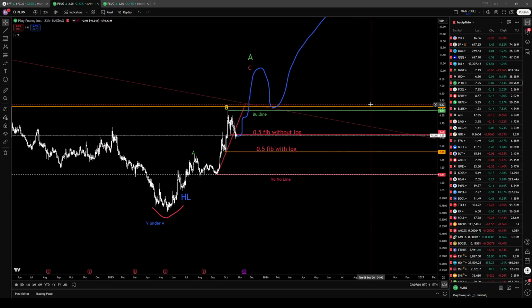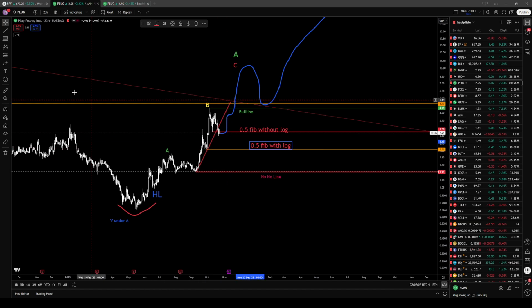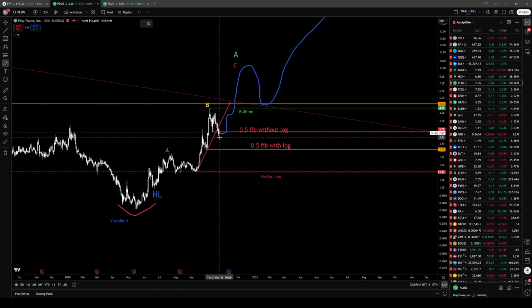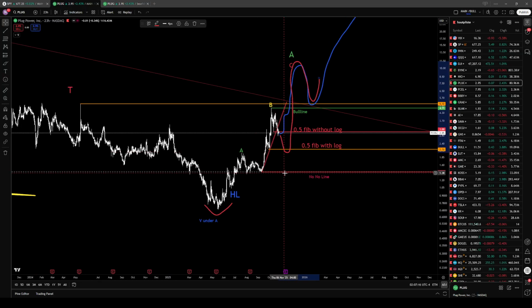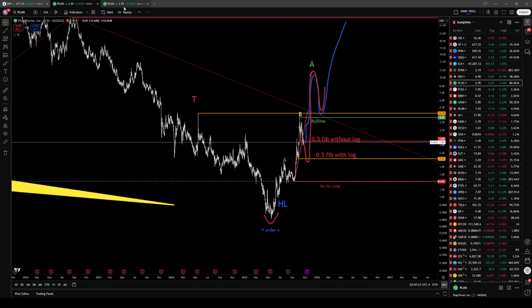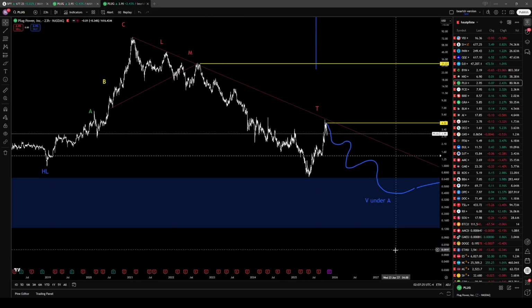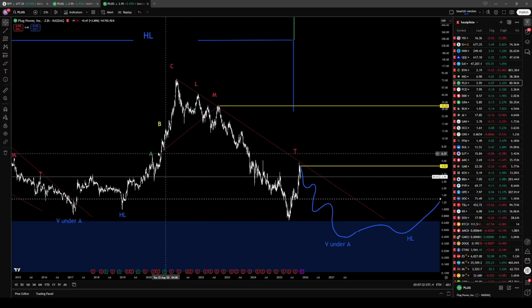For the bullish alternative, we are still looking for the FIB 0.5 with log, which is this at $2. And you would come down here, bounce, and then you do the same. What I don't want to see is breaking under $1.39, because then the bearish alternative comes into place. For the overall tracking, it's not really changing much.